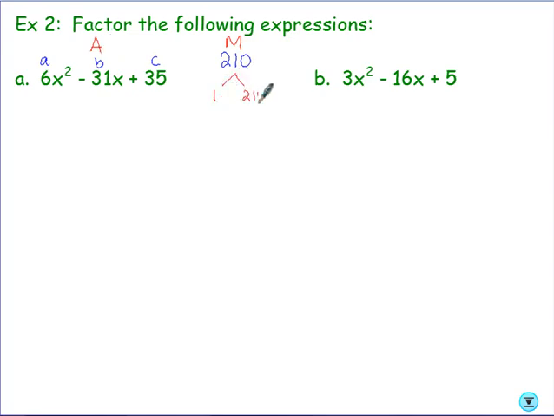1 and 210. 210 divided by 2 is 105. 210 divided by 3 is 70. 210 can't be divided by 4. 210 divided by 5 is 42. 210 divided by 6 is 35. 210 divided by 7 is 30. 210 can't be divided by 8 or 9. But 210 divided by 10 is 21. Positive here means there are two positives or two negatives. A negative here means all negatives down the lists.